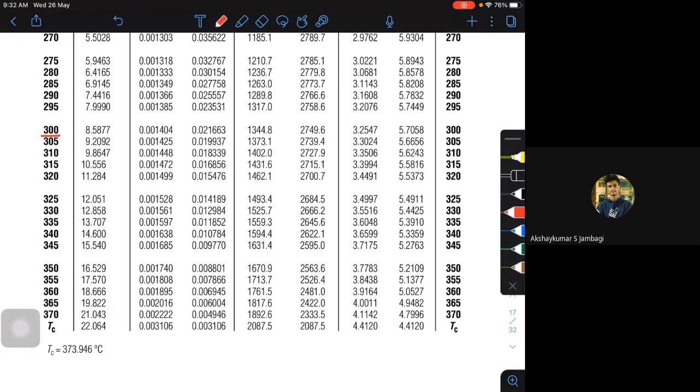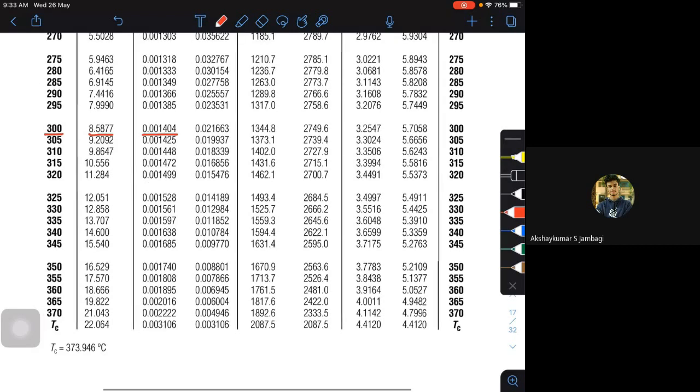Then what is the corresponding pressure? As I told, I have taken this from the other one. It is 8593, which was given in the problem statement. If you look into your ASME steam tables, it is 8.5877 megapascals, or 8587.7 kilopascals. So there is a slight variation in the values. Then you have your specific volume, 0.0014, but here I have to go to 6 decimals: 0.001404 meter cube per kg. This is the specific volume of the liquid.